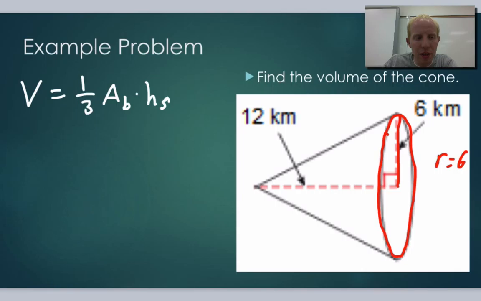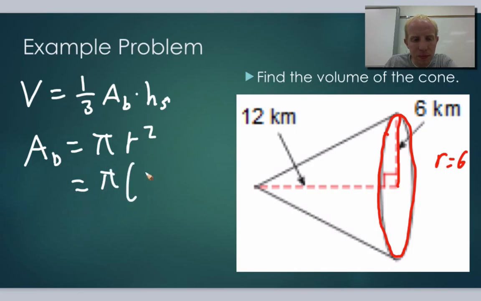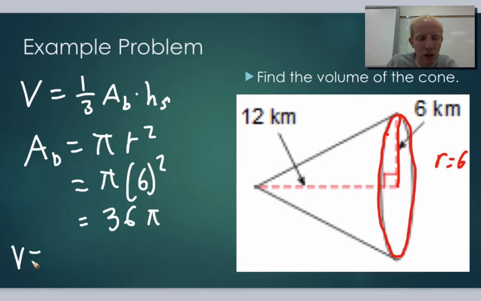So now we can plug that into the area. The area of the base is the area of a circle, which is pi times r squared. R in this case is 6, and so that's going to give us 36 pi. And as before, I'm going to leave this as the exact answer for now. So the volume is now 1/3 times the area of the base times the height of the solid. That's going to give us 1/3 times 36 pi times the height of the solid, which in this case is 12.